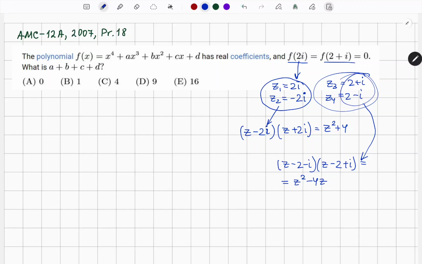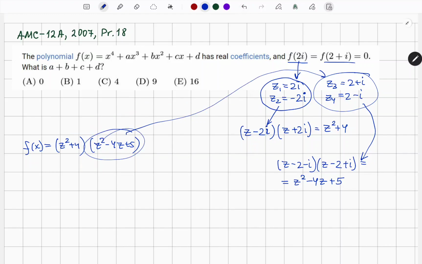The product of the roots is, what is it? It's 5. The product of the roots is 5. Then the free term of the quadratic factor is also 5. I'm just using Vieta's theorem, the relationship between the roots of the quadratic equation. So this is the second quadratic factor. So f of x has two big factors: z squared plus 4 and z squared minus 4z plus 5. This factor corresponds to this couple of roots, and this factor corresponds to this couple of roots.